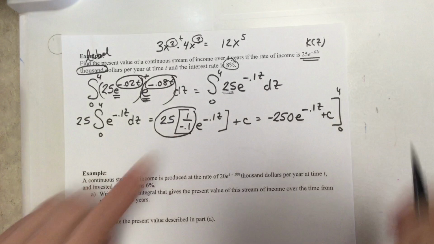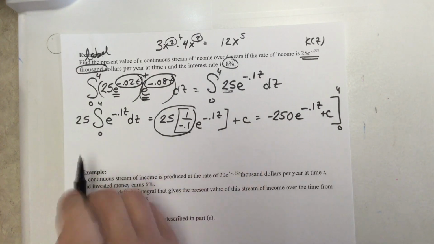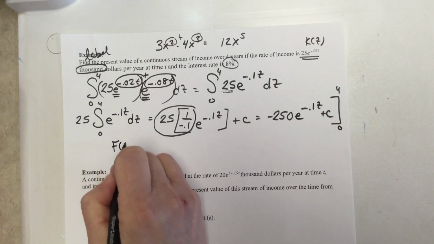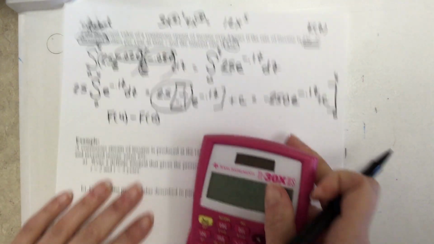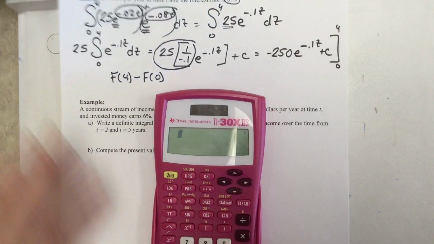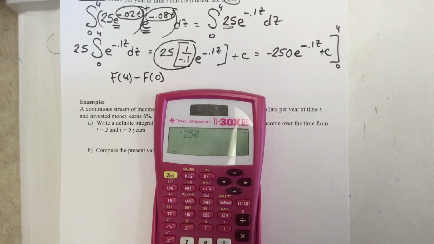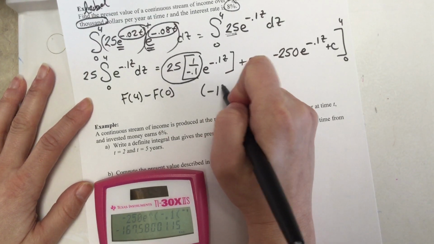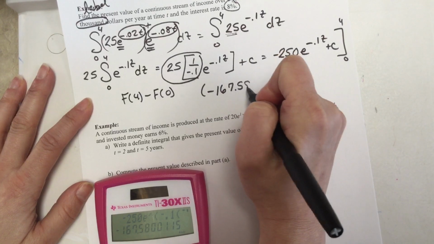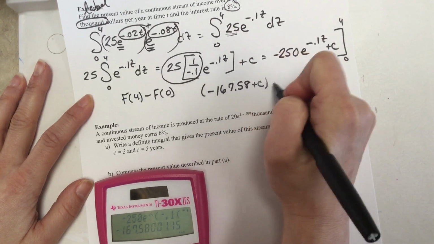We're going from 0 to 4. And go ahead, fundamental theorem of calculus. This is something I can enter at one time, you guys, because it's just one nice little piece. Negative 250 e to the negative 0.1 times t. First, we're putting in a 4. I have negative 167.5800, so I'll stop right there.